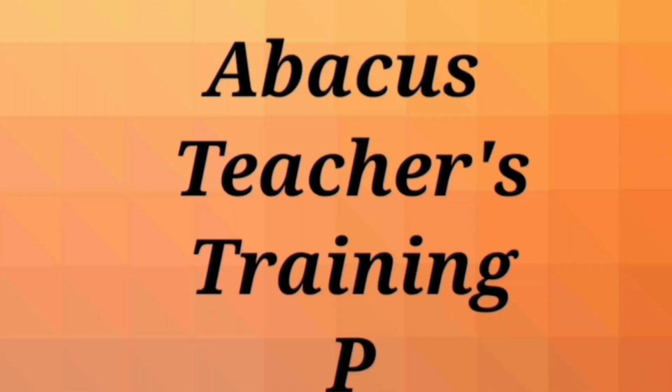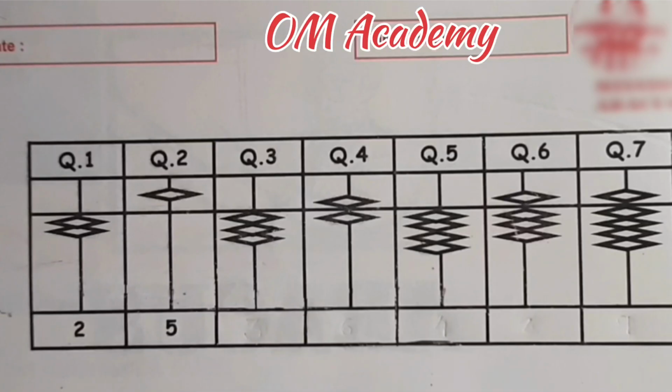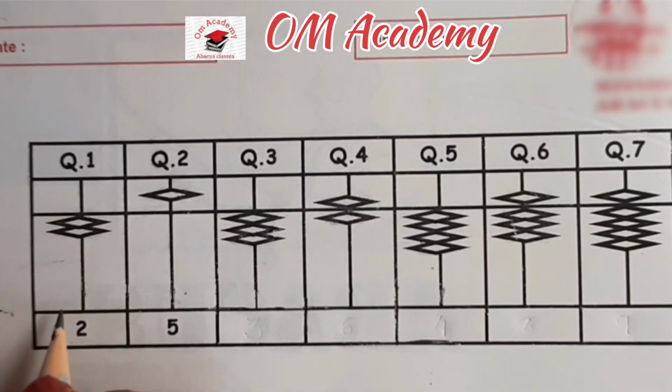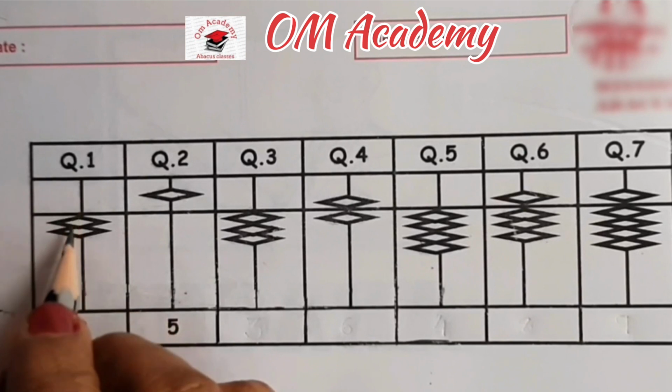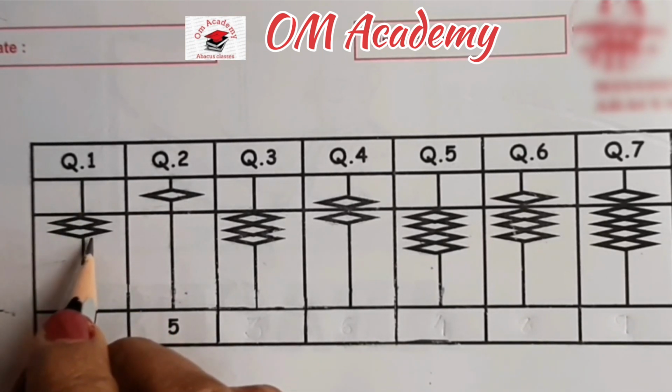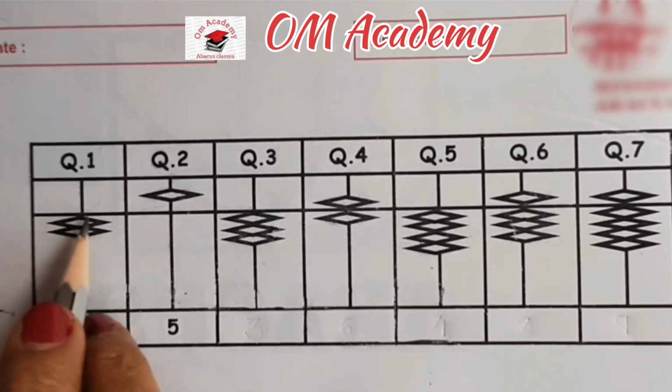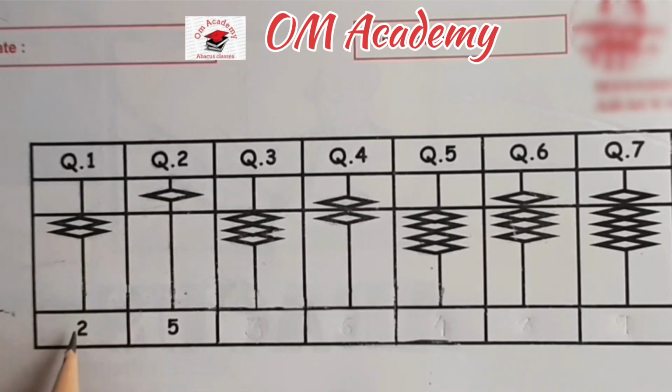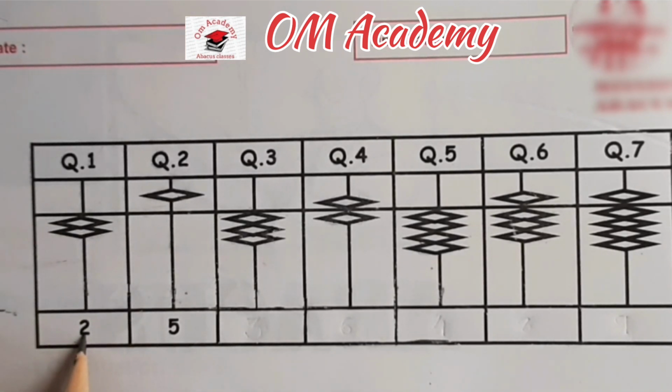Today we are going to learn Abacus Teacher's Training Book, page number 2. In question number 1 and 2, beads have been drawn and the answer has also been given. We know that the value of the upper bead is 5 and the value of each lower bead is 1. So here two lower beads are there. Each bead's value is 1. So 1 and 1 is 2.